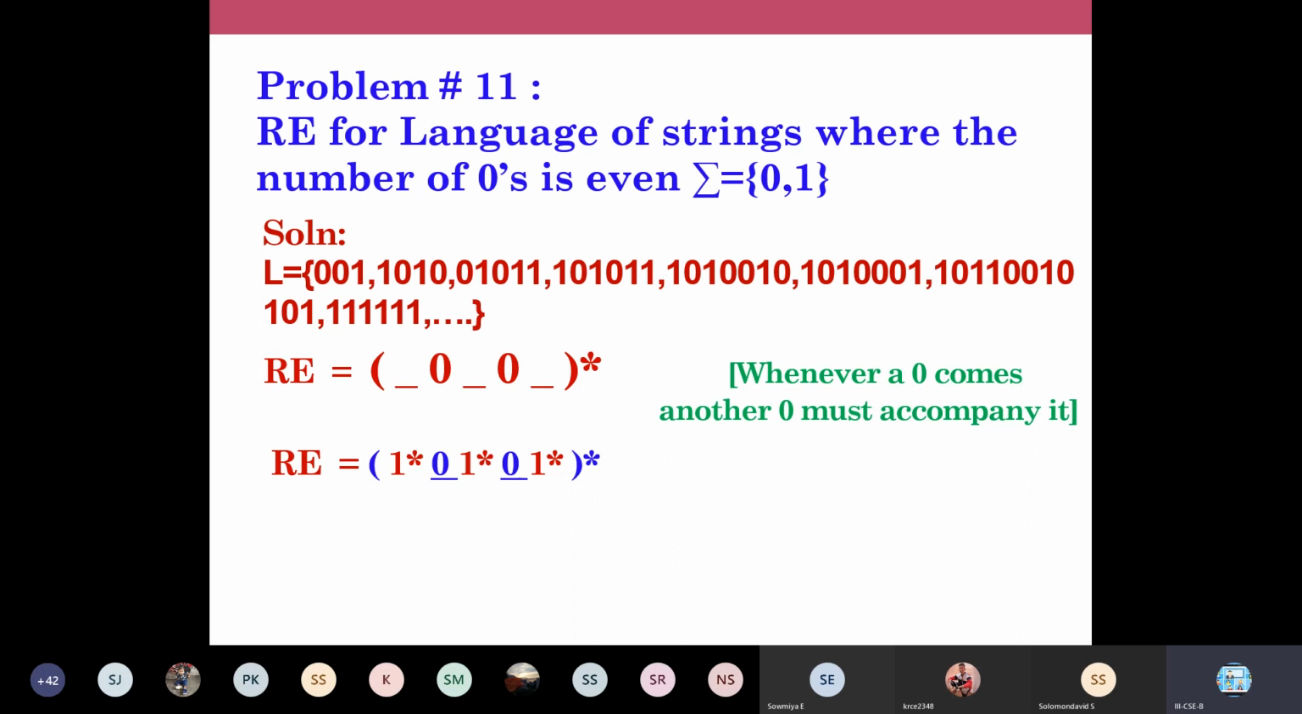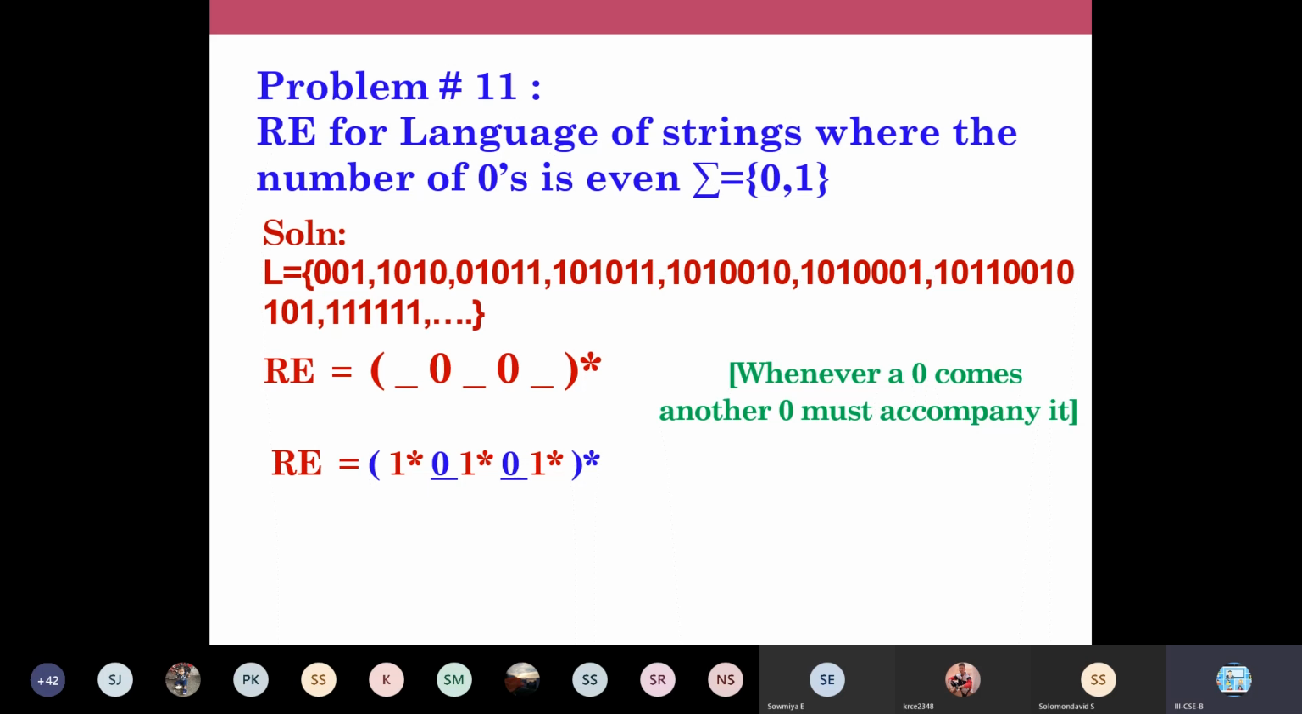You can write a 1 star. This outermost star is written for maintaining the 2 zeros, 4 zeros, 6 zeros, 8 zeros, like that, to maintain that even number. And remember, the star denotes 0 or more occurrences. So even this entire thing may not come at all. This entire pattern may not come at all.